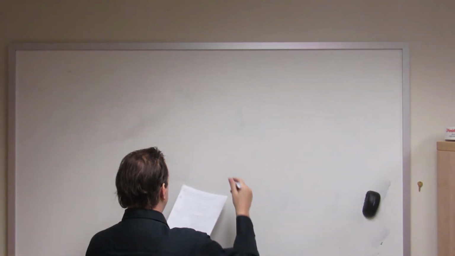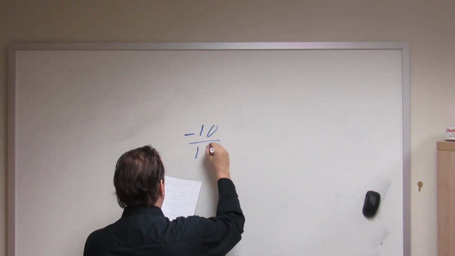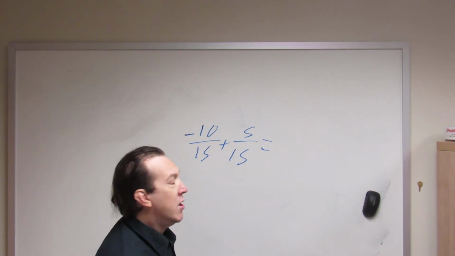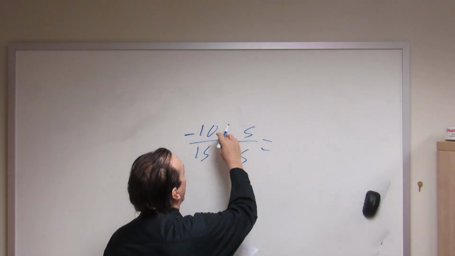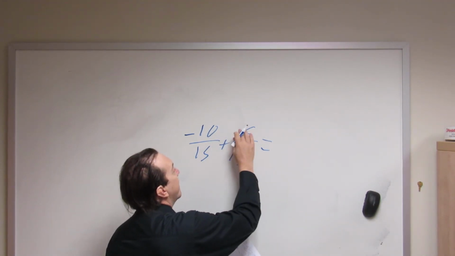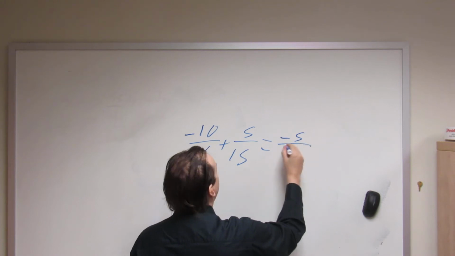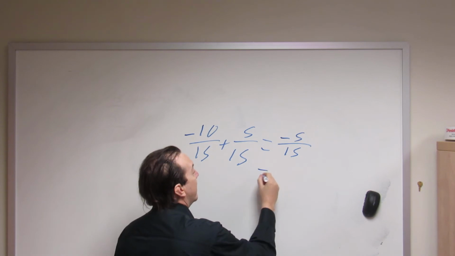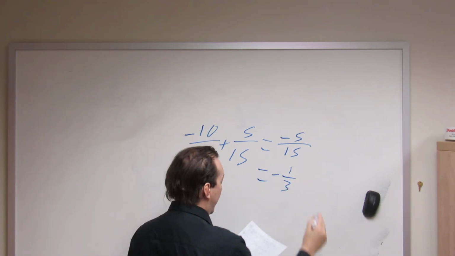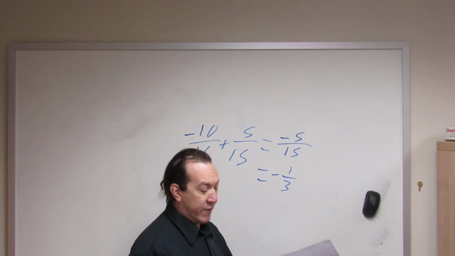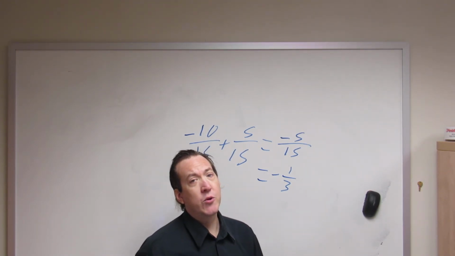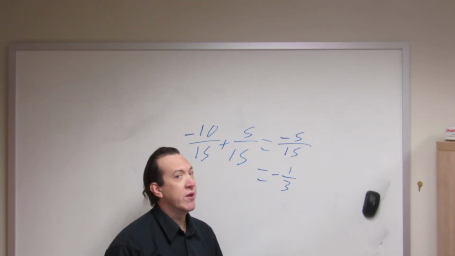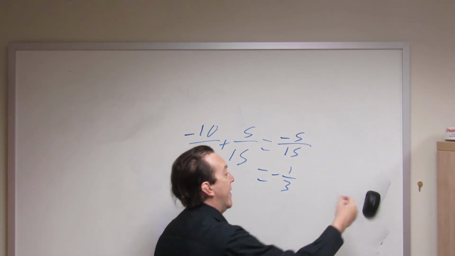Then let's say that we have -10 over 15 plus 5 over 15. It's an addition, so we already have the common denominator, so all we have to do is deal with the numerator. -10 plus 5 is -5 over 15. We can divide both of those by 5, so we have -1 over 3. Make sure you simplify all fractions. Again, this is a multiple choice test. -5 over 15 is probably going to be one of the choices. That's incorrect because you can simplify.